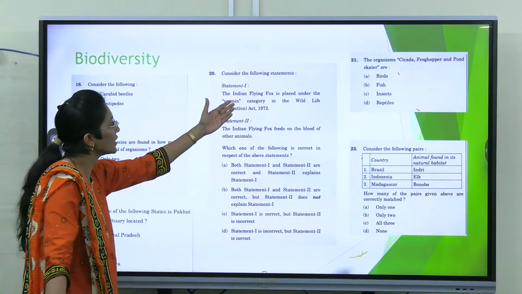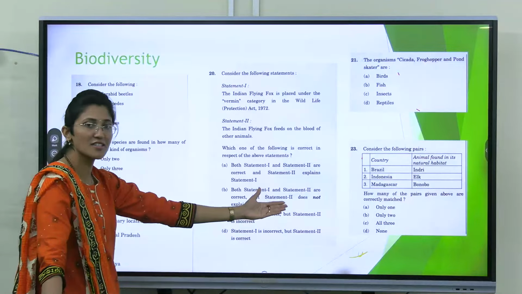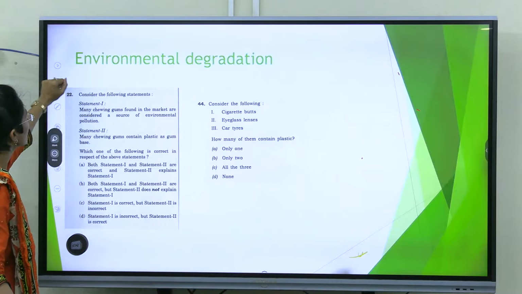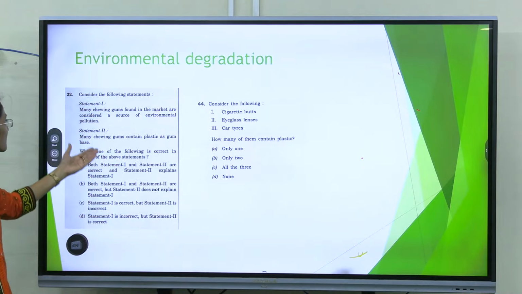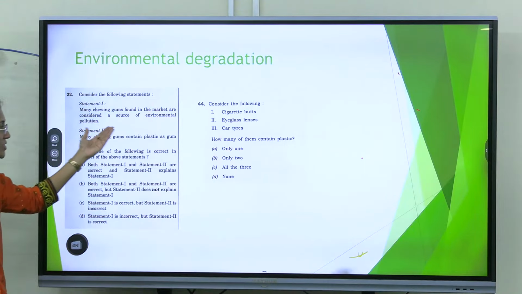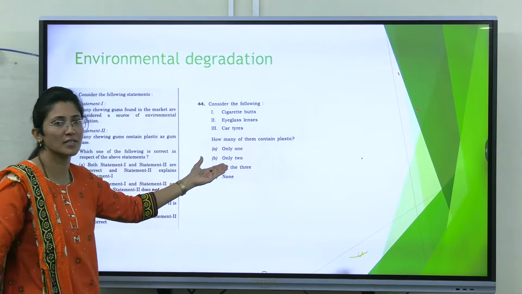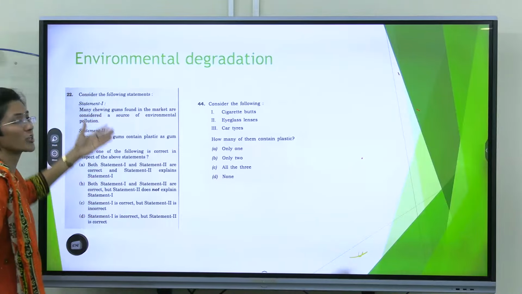Here they are asking about Indian flying fox. Species again, species. Environmental degradation, they are asking about pollutants. Chewing gums as pollutants, plastic as a pollutant. You can expect these questions. Instead of chewing gum, they'll ask something else.